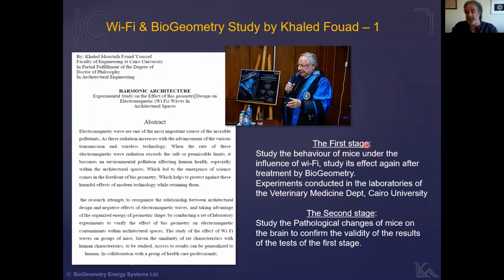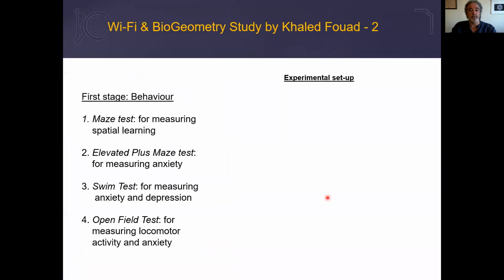So the first stage was to study the behavior of mice under the influence of Wi-Fi, and study its effect again under Wi-Fi, but under the treatment of biogeometry. And this was done in Cairo. And the second stage was to study the pathological changes of mice on the brain, specifically on the brain, to confirm the validity of the results of the first stage.